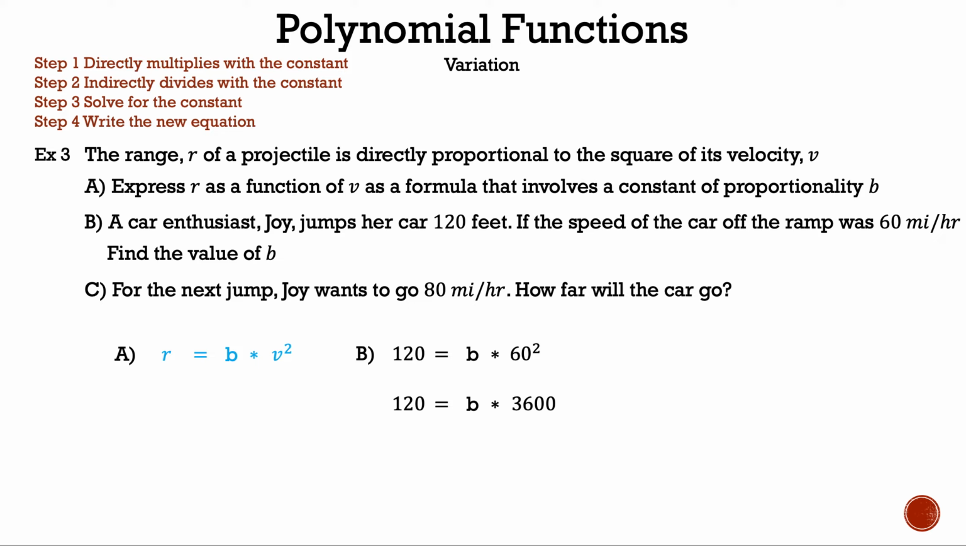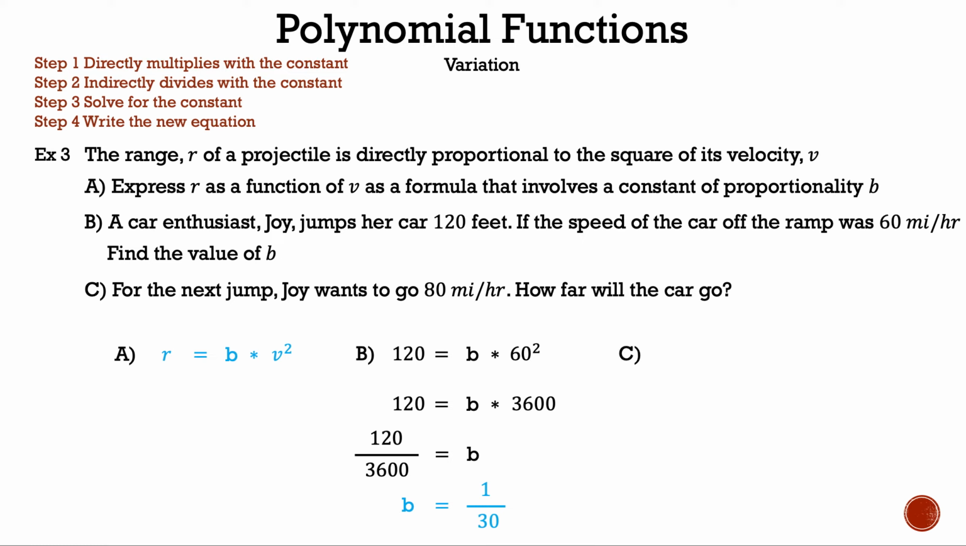So now we have 120 is equal to b times 3,600. Let's divide both sides by 3,600. So now we have 120 all over 3,600 is equal to b. And if we simplify that, we get b is equal to 1 all over 30. That is b. Let's move on to C.